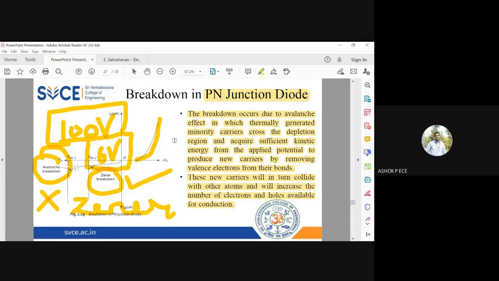Even from an application point of view, you will be asked to explain the two types of breakdown happening in a PN junction diode. Any doubts in this, in breakdown, you can ask. I'll pause for a few seconds.